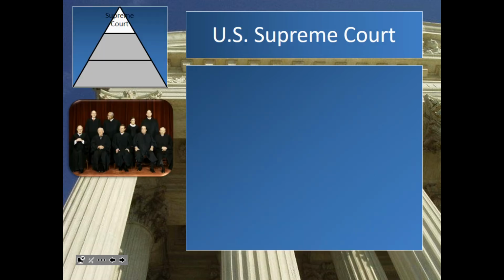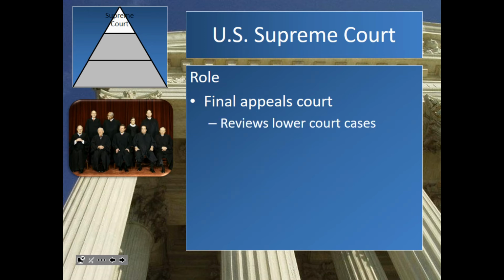All right. Finally, the top point of our pyramid is the Supreme Court. And so you ask, what does the Supreme Court even do? What is their role? Well, really what it is, that's the final appeals court. So we talked about the appellate court right before this, where they do appeals. When something is appealed, it goes to them, right? This is really an appellate court. They review lower court cases.